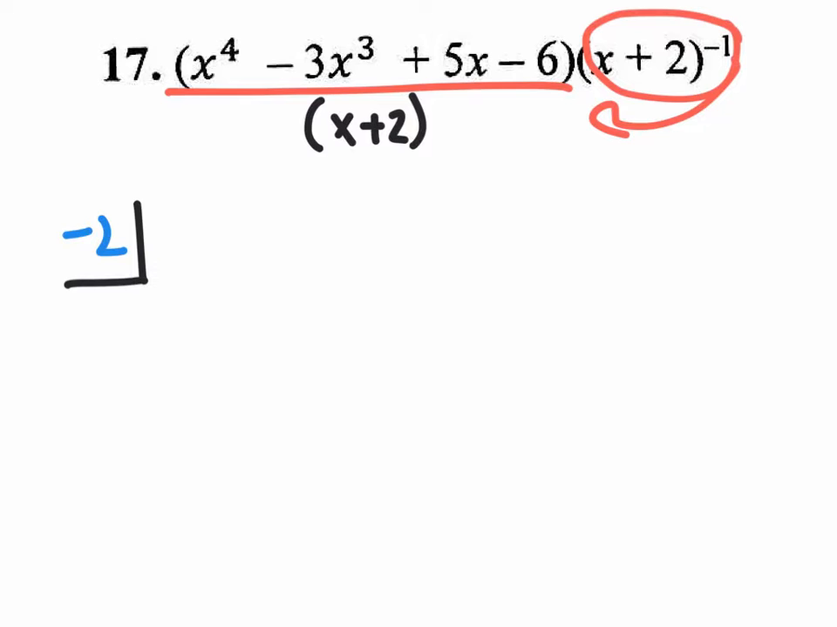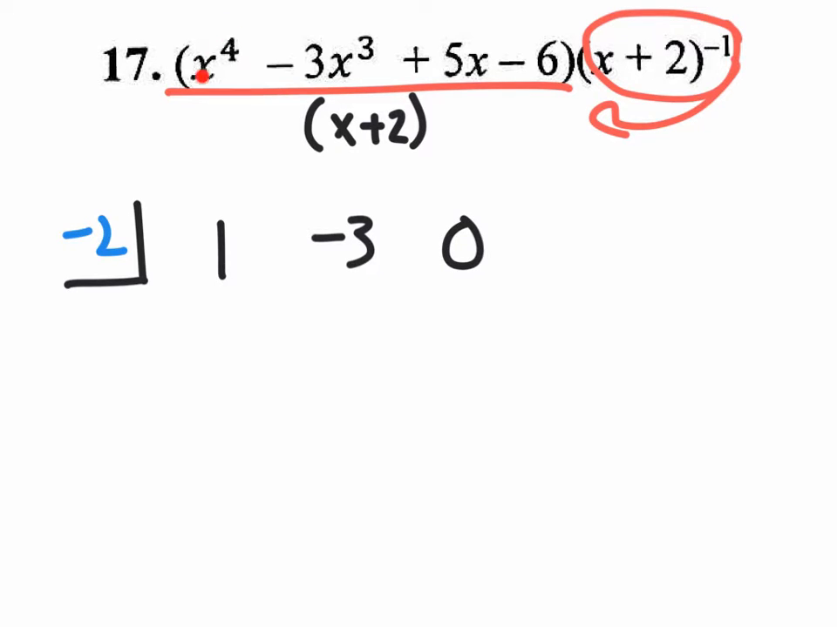So what's the first one? 1, because we have a 1 in front of the x to the 4th. What do we have in front of the x to the 3rd? Negative 3. Okay. What do we have in front of the x squared? 0. You guys notice that? There is no x squared.